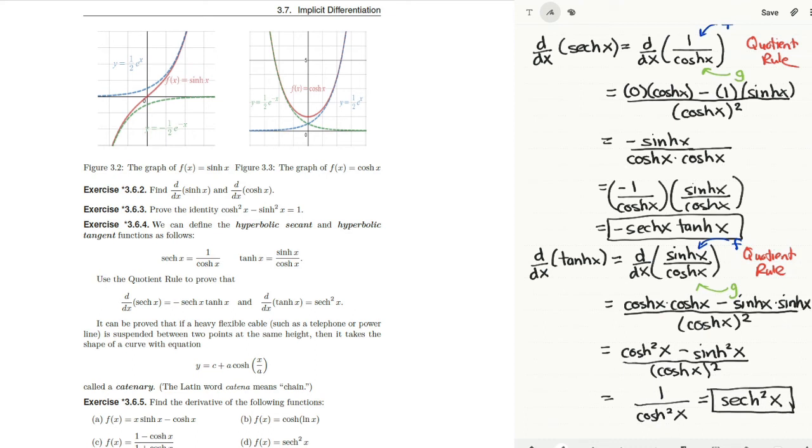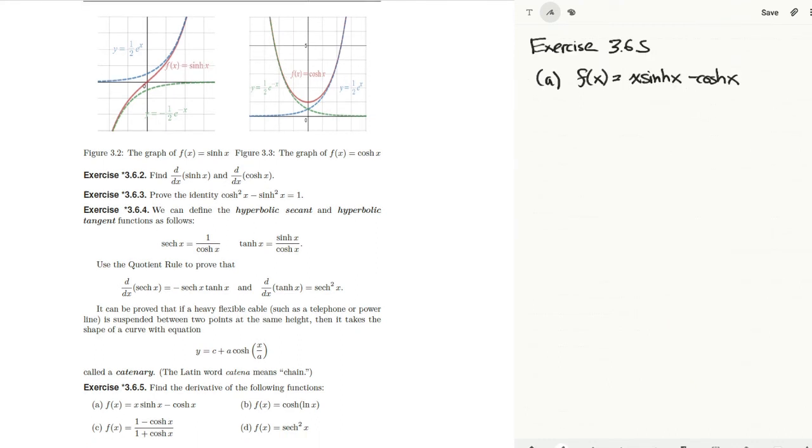Now it can be shown that if we suspend a heavy flexible cable, such as a telephone or power line, between 2 points at the same height, then it will take on the shape of a curve that's given by the equation y is c plus a times cosh of x over a. So it will take on the shape of the hyperbolic cosine function. So now let's take a look at calculating derivatives that involve the hyperbolic functions.